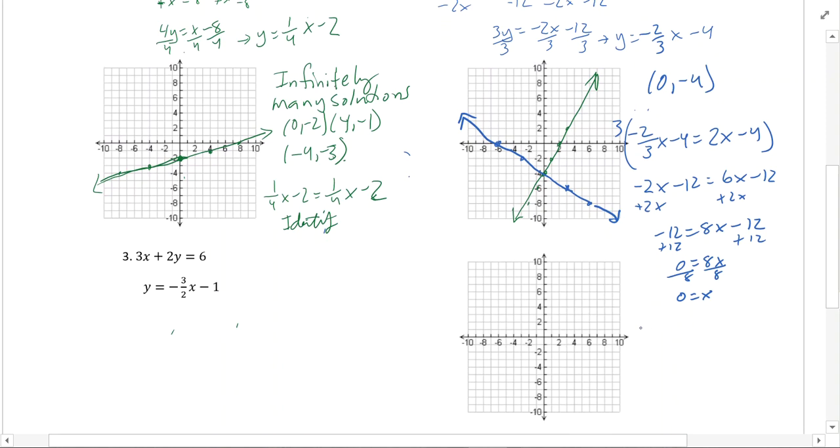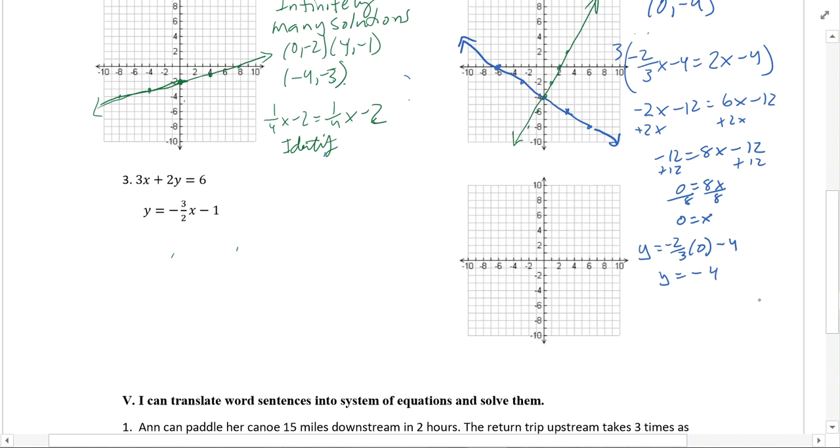So remember, you can substitute 0 in for x. So I have y equals -2/3 times 0 minus 4. So y equals -4, and it worked. So I verified my solution through substitution. Okay, let's go ahead and take a look at the last one. Go ahead and pause the video and you try the last one.